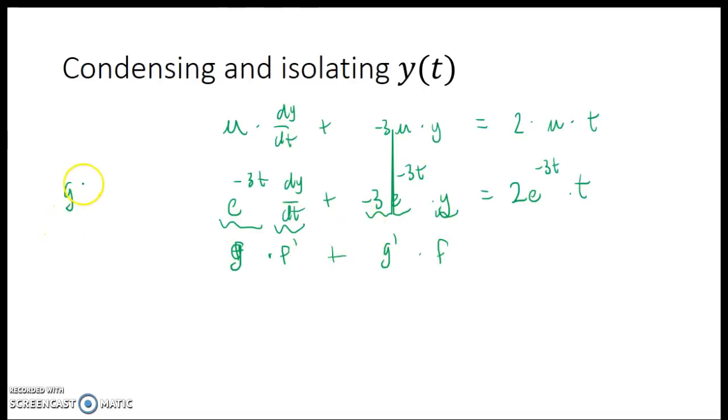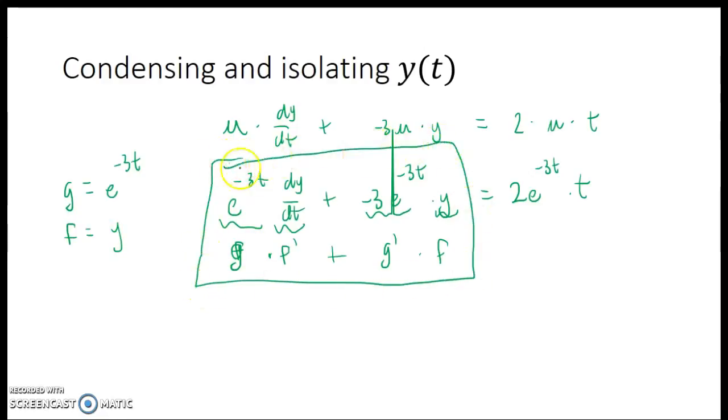So G is equal to e to the negative 3t. F is equal to y, which means that this whole component here, if I now convert it into the left-hand side of the product rule, is exactly the derivative of G times F. In other words, F times G is y times e to the negative 3t. So I've just condensed that whole left side into the derivative of y times e to the negative 3t. And what I have left is 2t e to the negative 3t on that side.